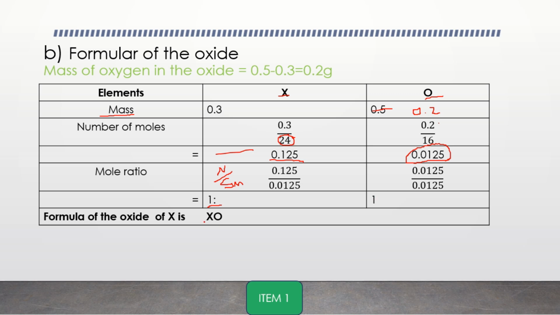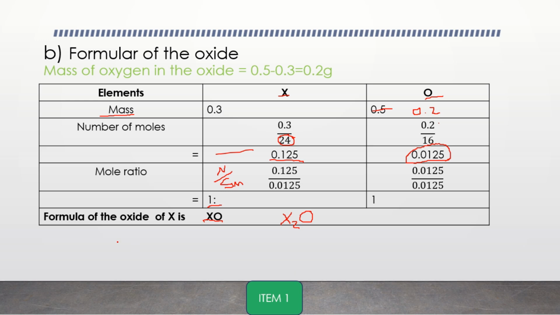That's why I come up with this XO. If maybe let's say the number of moles of X was 2, I'd write X2 as a subscript. Then I write the oxygen. I don't include 1 because it is already 1. So that is that with getting the formula.